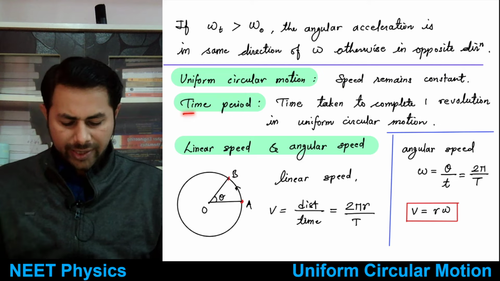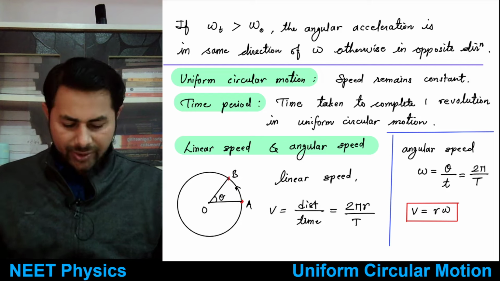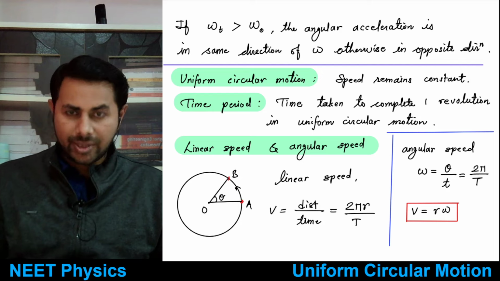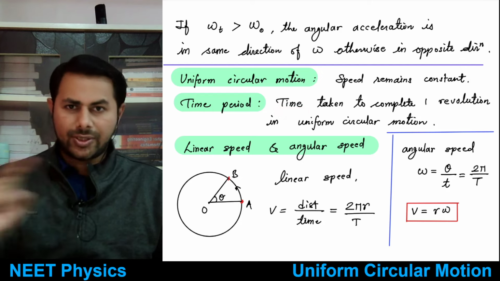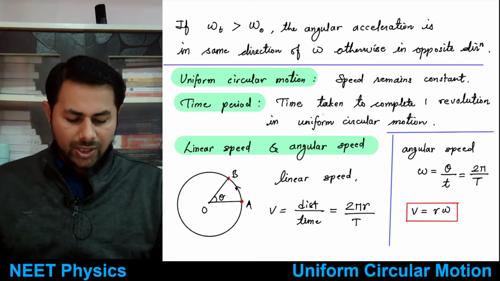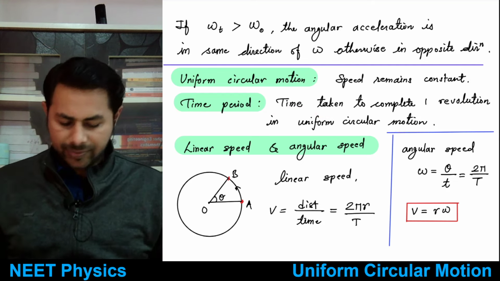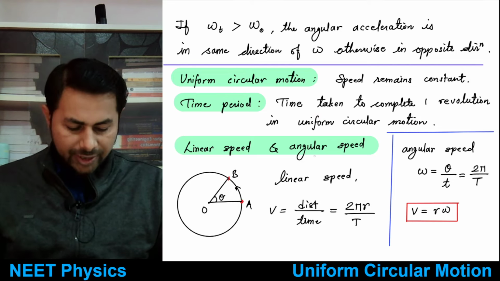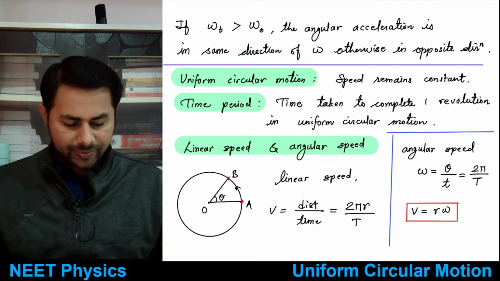Then the time period, also called just period or periodic time. Different names. The time period of an object performing circular motion is the time taken by the object to complete one revolution along the circumference of the circle. Very simple. Then let's talk about the relation between the linear speed and angular speed.